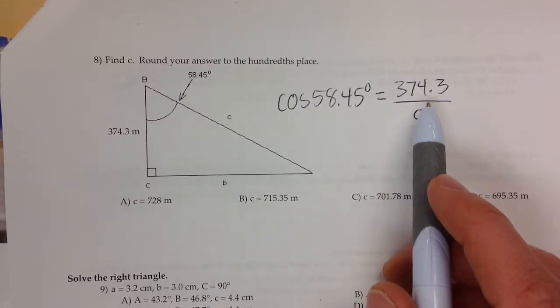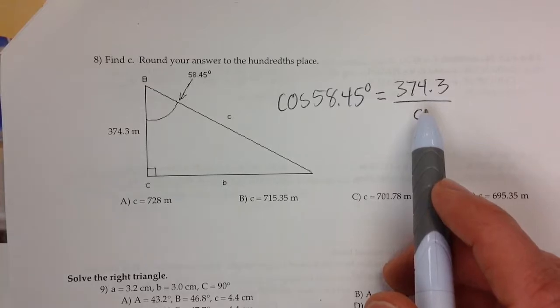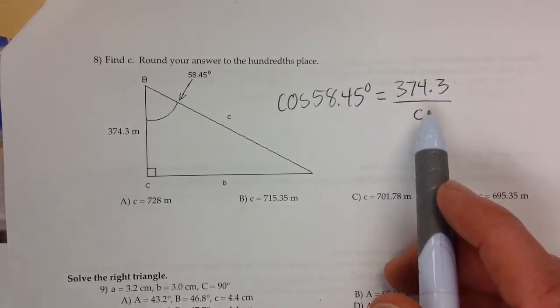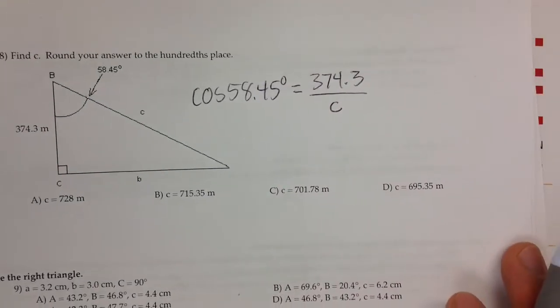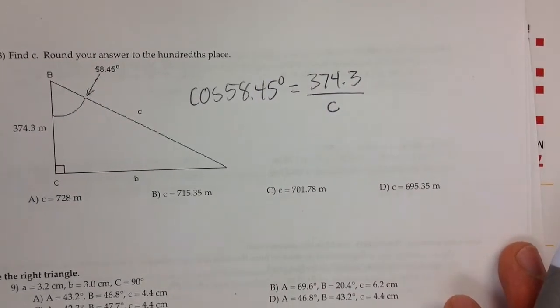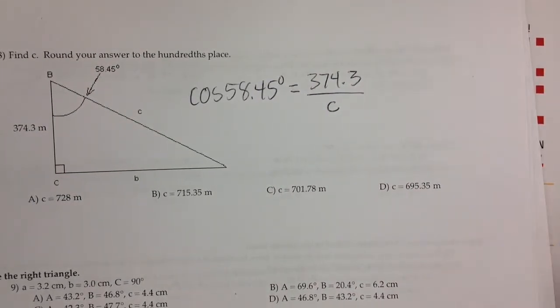As my friend, who is a much better chess player than me, says, that was a strategy, but not the best one. Meaning that it's a legal maneuver, but I don't think you want to go down that route. Here's the deal. You want to get C by itself, not in the denominator.